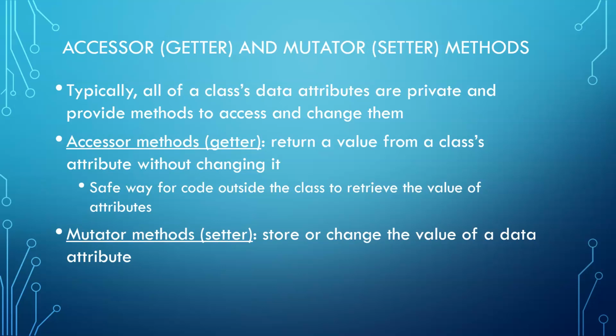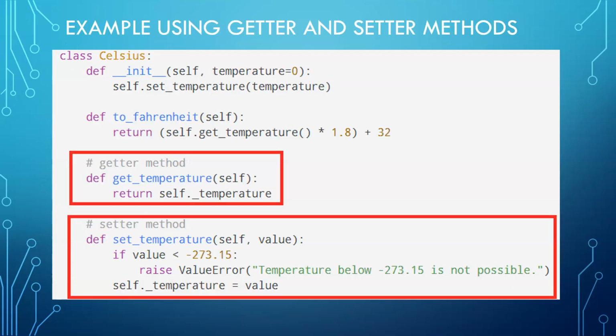One of the languages that does use getters and setters is Java. Here I've created a class called Celsius. It has one data attribute, temperature. Within that class we've defined a getter method that returns the value of the temperature data attribute, and a setter method that updates the value of the temperature data attribute. That's typically what most object-oriented programming languages do: they define getter and setter methods.